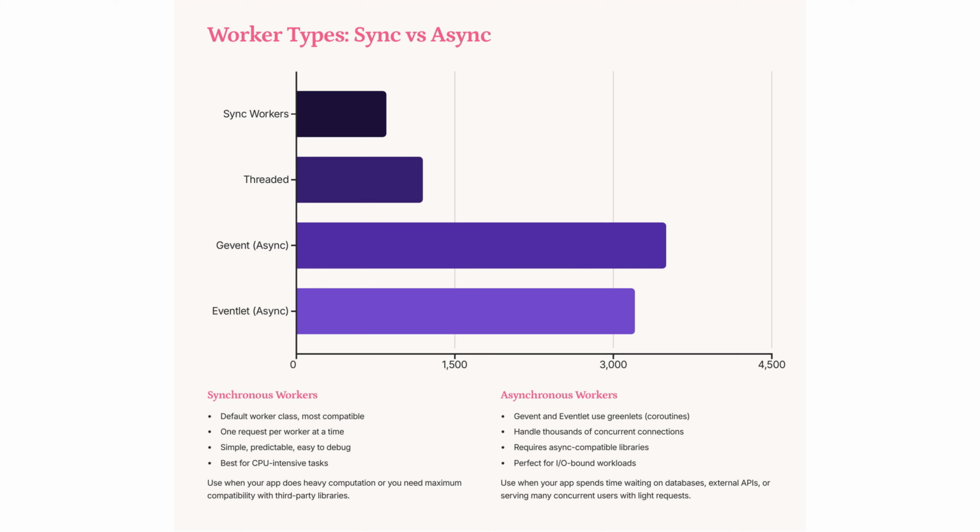Synchronous workers handle 1 request per worker, ideal for CPU-intensive tasks and maximum compatibility. Asynchronous workers, like gevent and eventlet, use greenlets to manage thousands of connections, perfect for I/O-bound workloads. Choose sync for heavy computation and async for apps waiting on databases or serving many concurrent users.